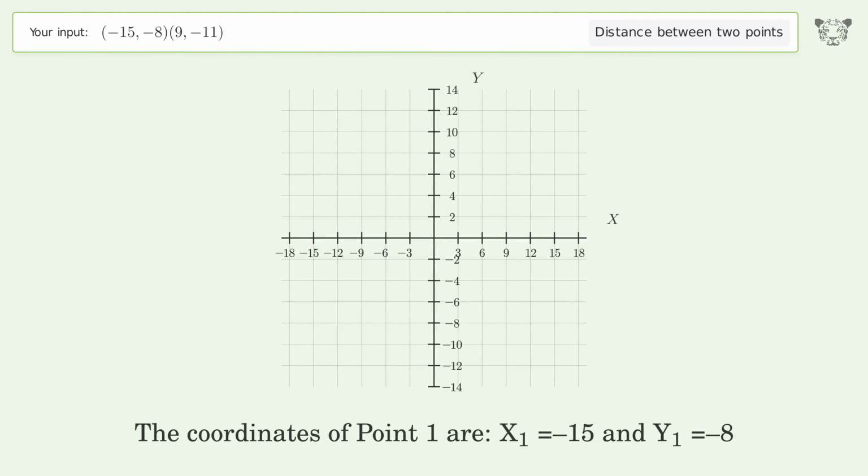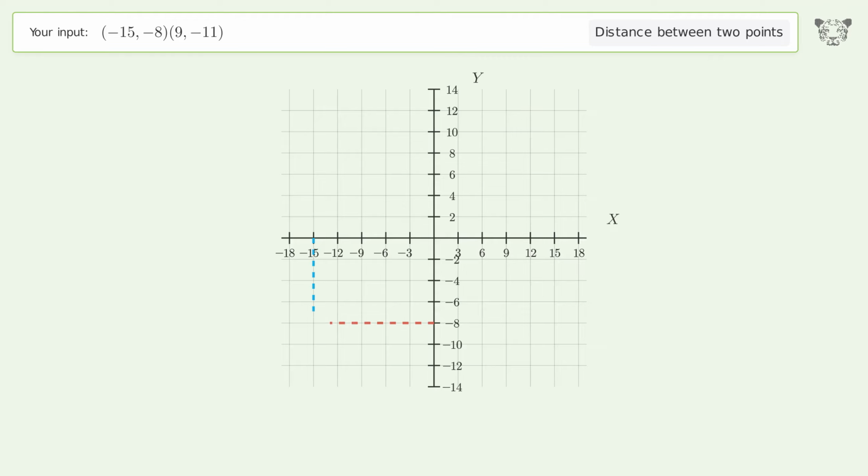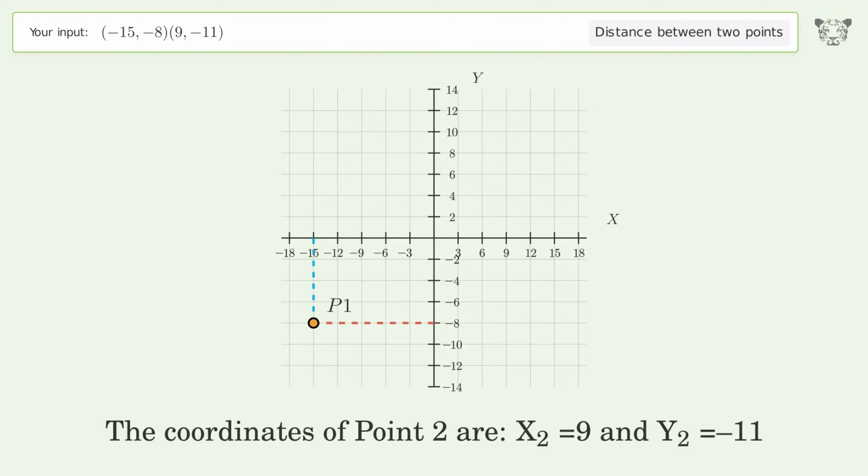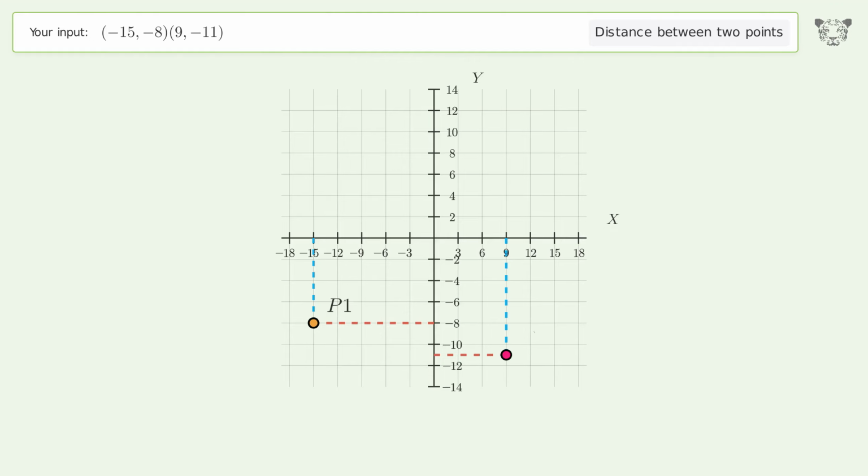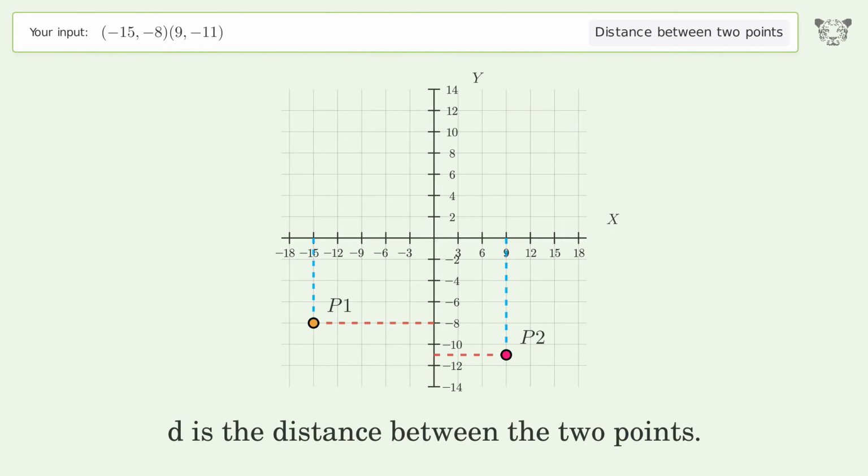The coordinates of point 1 are, x1 equals -15 and y1 equals -8. The coordinates of point 2 are, x2 equals 9 and y2 equals -11. D is the distance between the 2 points.